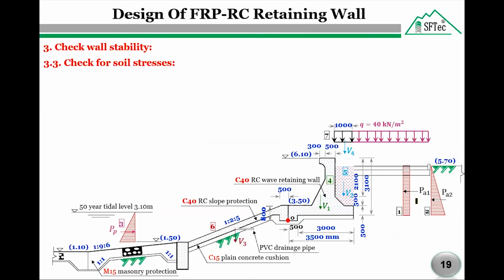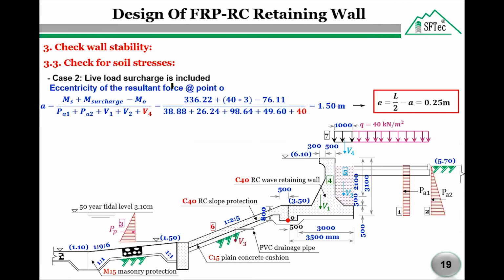Let us go with case number 2. Case number 2 here, live load surcharge is included. The location of the resultant of all acting loads on the retaining wall and the eccentricity with respect to point O can be calculated as follows. What I did here, I included the moments due to the surcharge and I included the weight of the surcharge in order to include the live load in my calculation.